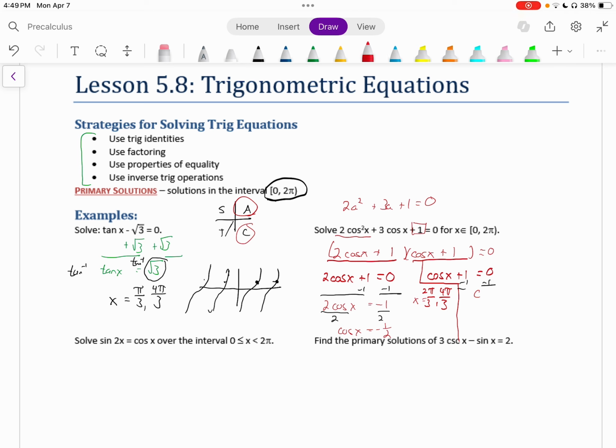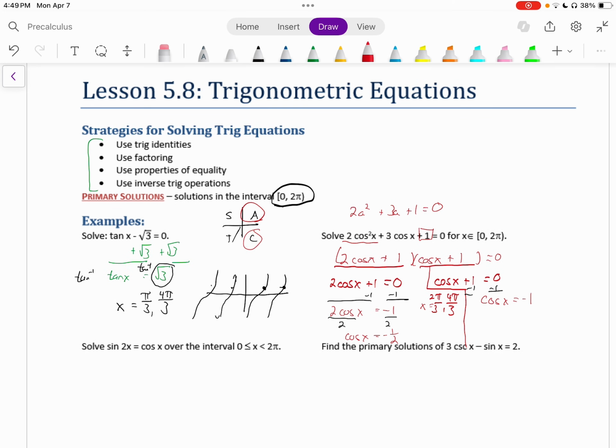And we get cosine x equals negative 1. Again, we could use our chart, or we could remember that cosine of x equals negative 1 when x is pi. One way to remember that is, hopefully we know what cosine looks like. It looks like this. So when does it hit negative 1? That is at pi.